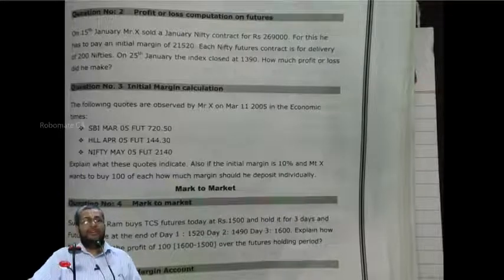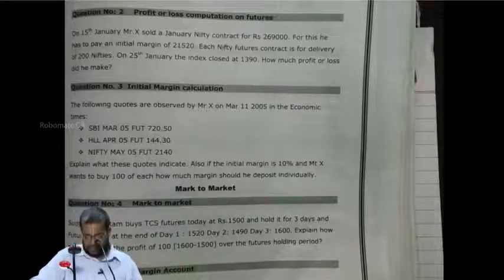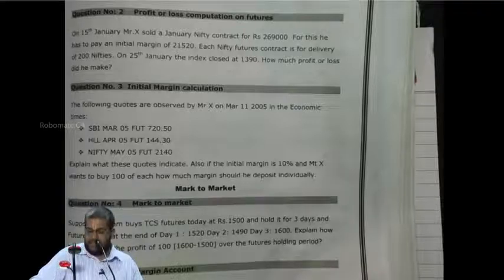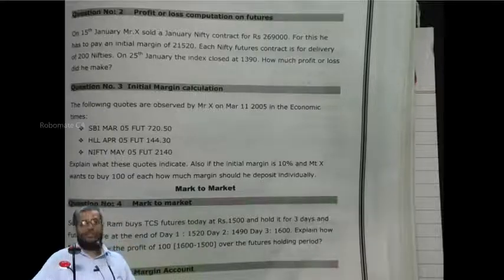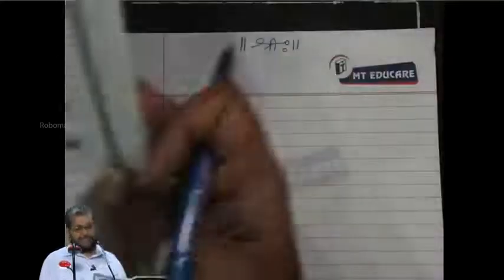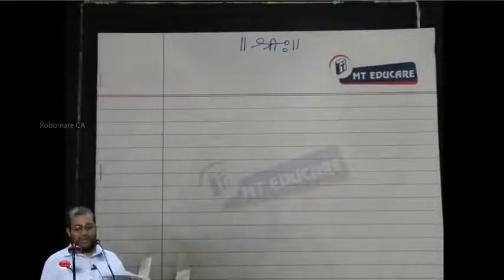Next. Maintenance margin. Same point, right? Maintenance margin. 15 contracts into 600 gives you 9,000. Point number 3 or 4 above?